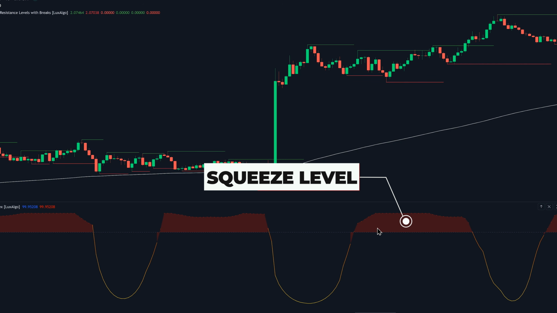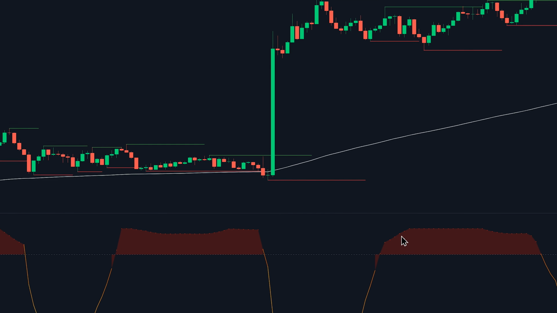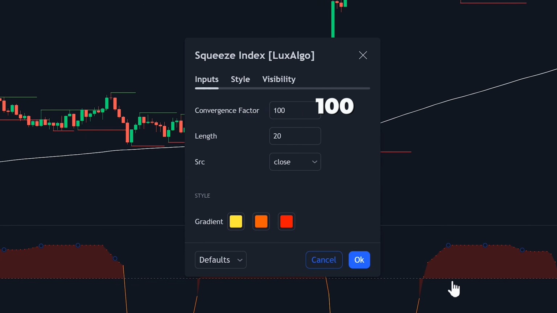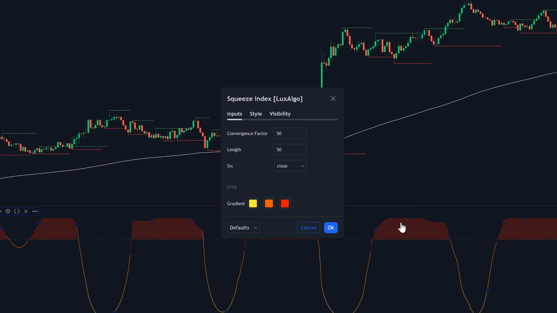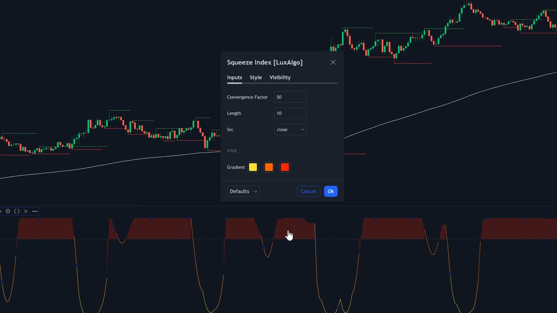Whenever this happens, it indicates that the market is squeezing, basically meaning that the market may be consolidating with less volatility. Now, looking at the settings of this indicator, we can see that we can change things like the convergence factor. Increasing this number is going to make this indicator less sensitive to price. Same thing with the length. A higher number, like 50, is going to make this indicator less reactive to price. But a lower number, like 10, is going to produce lots of squeeze levels, meaning many entries for those using this indicator to trade. But at the same time, there could be many false signals. For a balance of both, we're going to stick with 20.